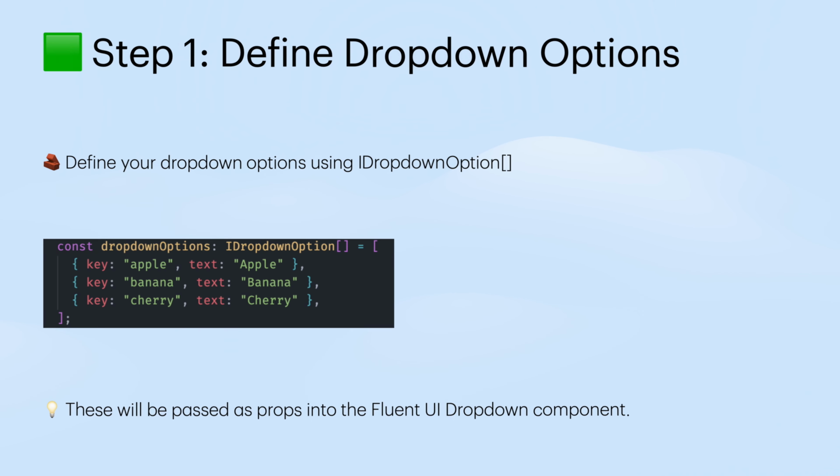Alright, first up, let's define the options for our dropdown. We're going to use the IDropdownOption type from Fluent UI. Just like this example here, each option has a key and a text value. You can think of it like value label pairs. Later, we will pass these options as props to the Fluent UI dropdown component so it knows what to display.